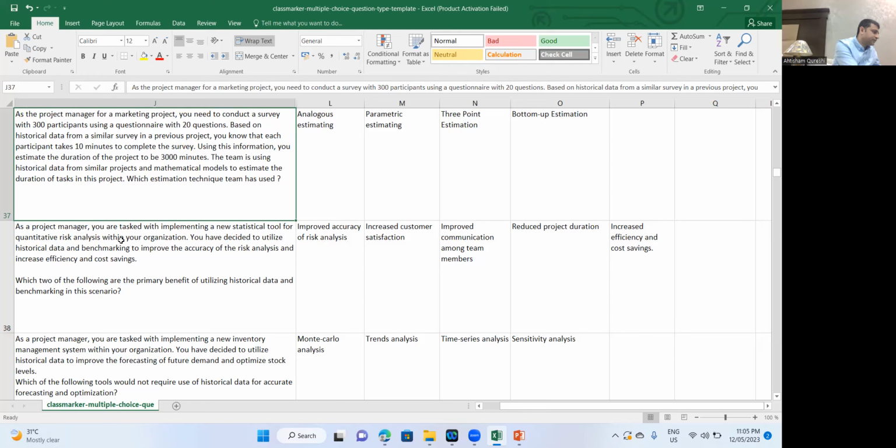Yes, Karthik. As the project manager for a marketing project, you need to conduct a survey with 300 participants using a questionnaire with 20 questions. Based on historical data from a similar survey in a previous project, you know that each participant takes 10 minutes to complete the survey. Using the information, you estimate the duration of the project to be 300 minutes. The team is using historical data from similar projects and mathematical models to estimate the duration of tasks in this project. Which estimation technique has the team used? Analogous estimating, parametric estimating, 3-point estimating, bottom-up estimation.